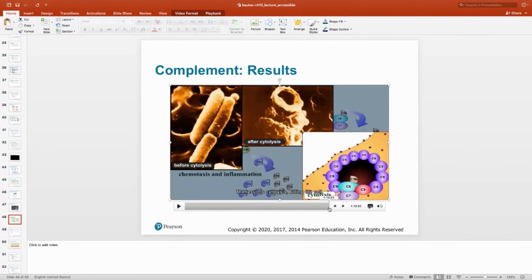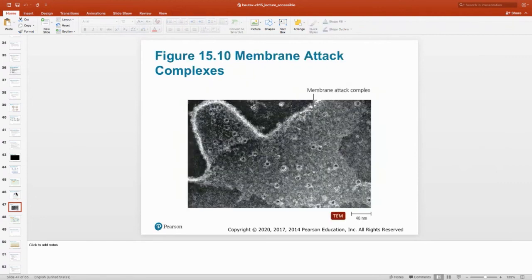I want to go back to that killing the cell picture. And here you can see what looks like a rod-shaped bacteria. And here you see nothing that looks like anything that's alive. It's got a big hole in it and it's not going to be able to function at all. And indeed, you can see here a transmission electron micrograph with many of these holes in it that were produced by the complement to kill the microbe.